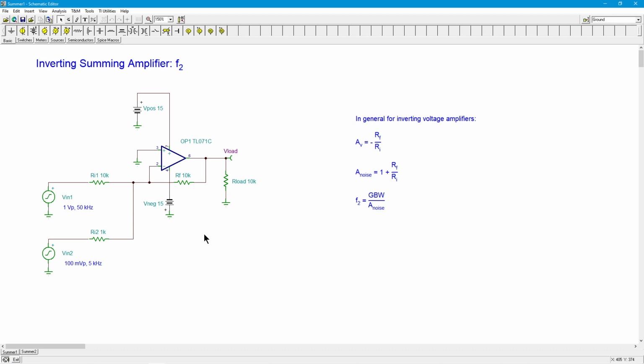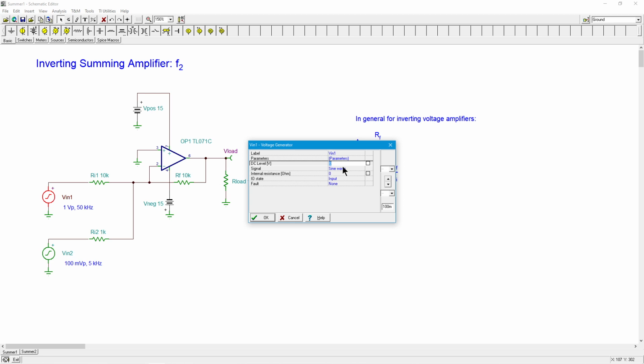for a noise gain. In other words, 11. So we'd only be looking at maybe, on the lowest end, 3 megahertz divided by 11. So a little less than 300 kilohertz. Well, this is easy enough to check.